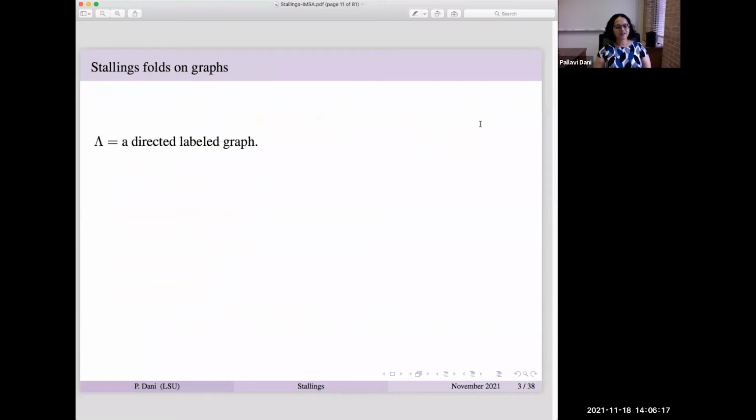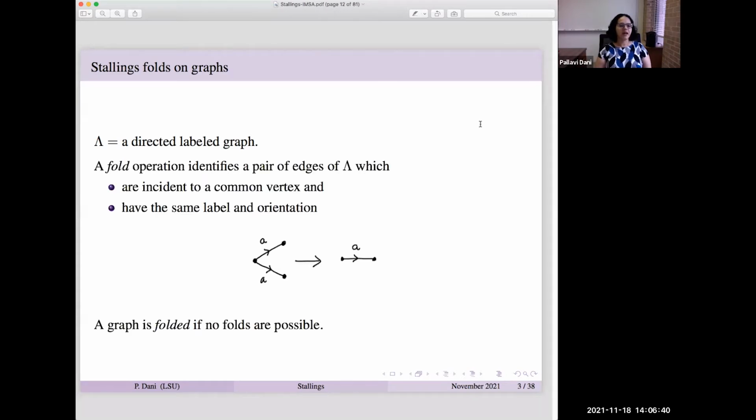So Stallings folds and graphs are the following. Let's say you have Lambda, a directed labeled graph. What you should be thinking about is a graph that's like a Cayley graph, or the quotient of the Cayley graph of the group. So its labels are actually the generators of the free group, and the directions come from the directions on the Cayley graph.